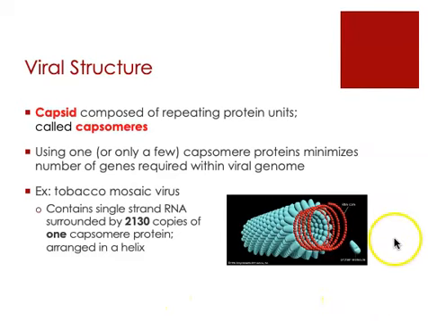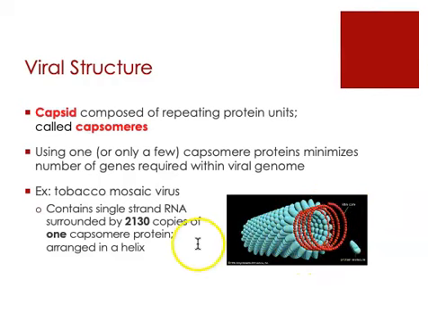Take a look at the picture down here on the right-hand side. This is a drawing of a type of virus called the tobacco mosaic virus. This is a virus that, you might guess, infects the tobacco plant. And what the artist has done is drawn the genetic material in red and the capsomere protein as this blue rod-shaped structure. So the artist has taken away some of the capsid so that we can see the genetic material.